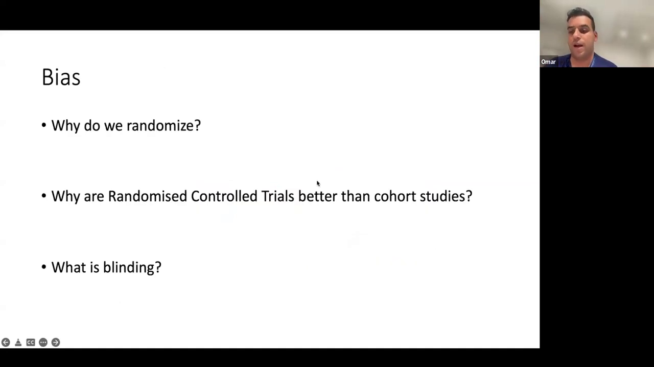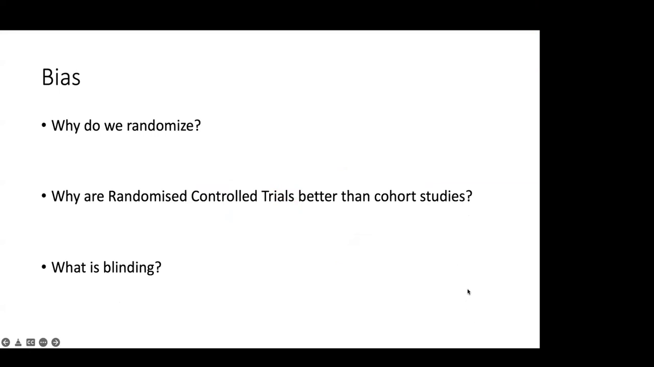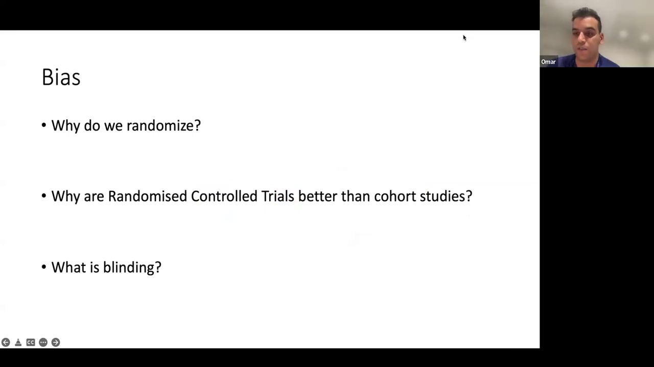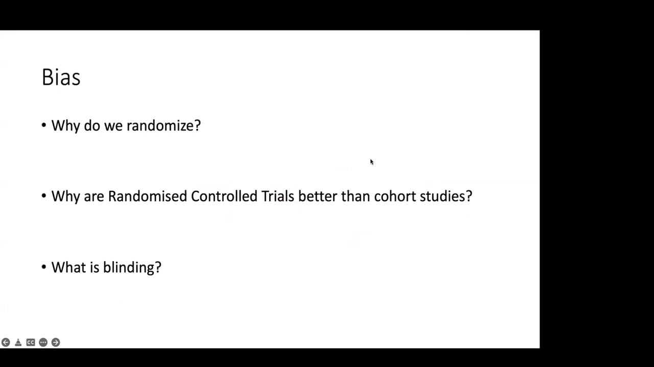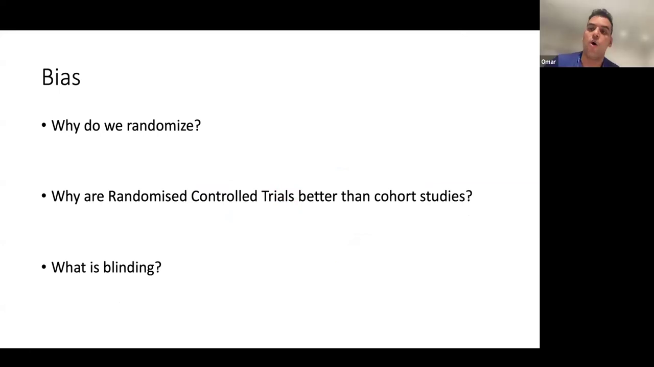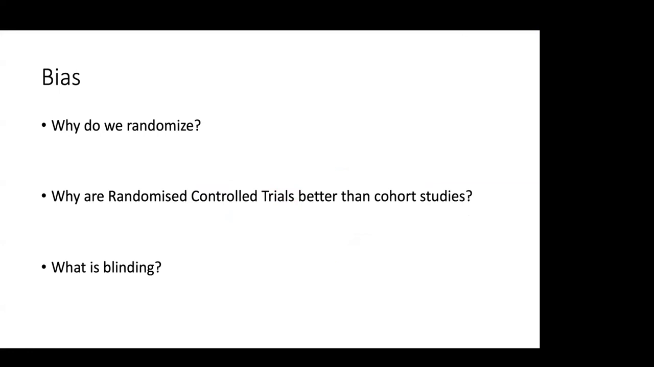So, question, who's on the call? Why do we randomize? Who's on the call? To prevent bias. What kind of bias? Be specific in your exam. Selection bias. Yeah. What's the difference between selection bias and allocation bias? I don't know.